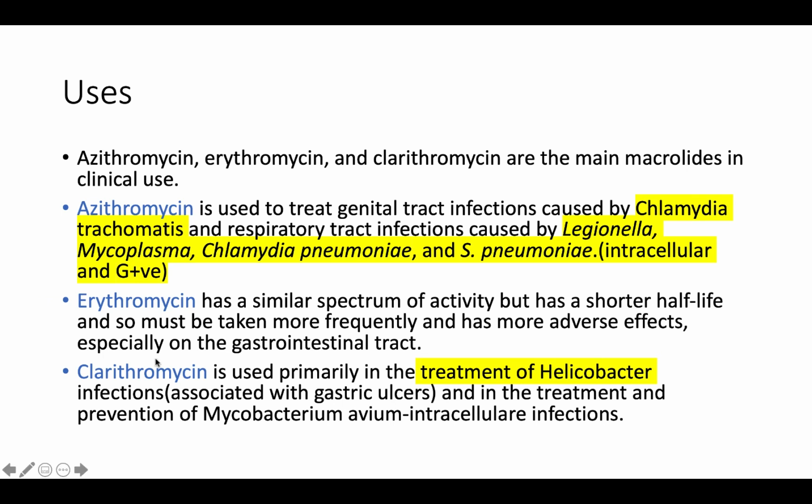So that's azithromycin, and clarithromycin is used for treatment of Helicobacter. It is very commonly used for Helicobacter. This is part of the triple therapy of Helicobacter that we talk about. This is clarithromycin. And erythromycin, we just mentioned, is usually for the gram-positives and for penicillin-allergic patients.